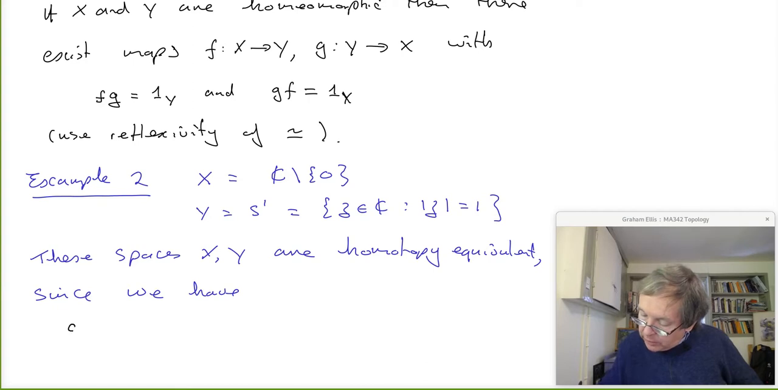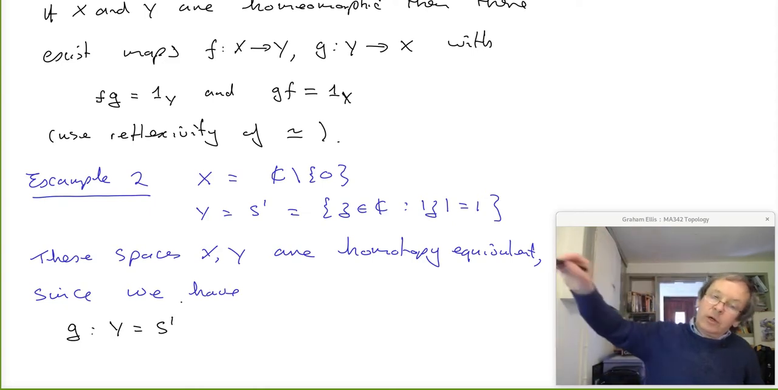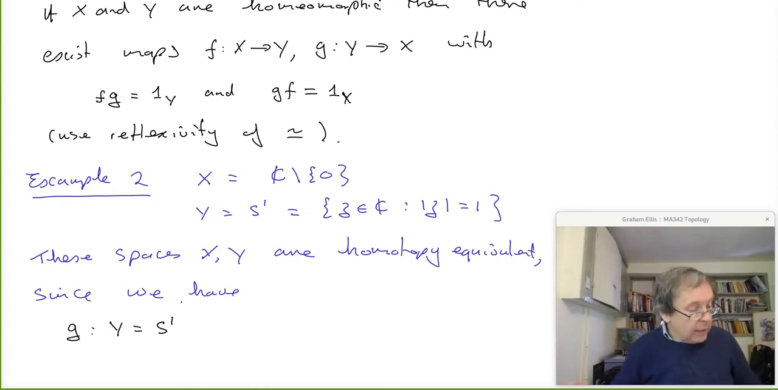Let's do g from Y to X. That's the easier one, I suppose. Well, Y here is a circle. It's all the complex numbers of size 1. Well, X is the space of non-zero complex numbers. Any complex number of size 1 is a non-zero complex number.